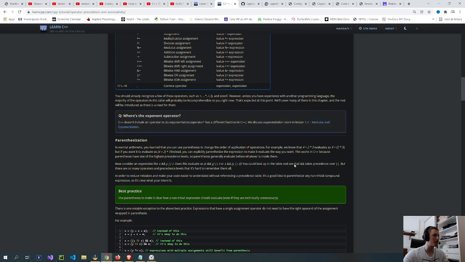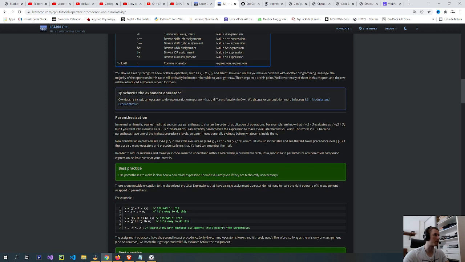You should already recognize a few of these operators, such as these ones, and sizeof. However, unless you have experience with another programming language, the majority of the operators in the table will probably be incomprehensible to you right now. As expected at this point, we'll cover many of them in this chapter, and the rest will be introduced as there is a need for them.